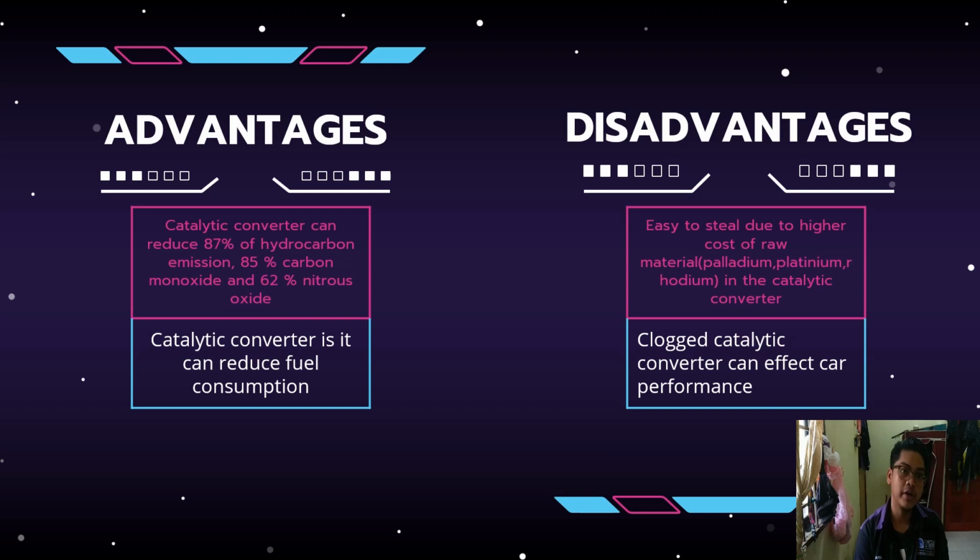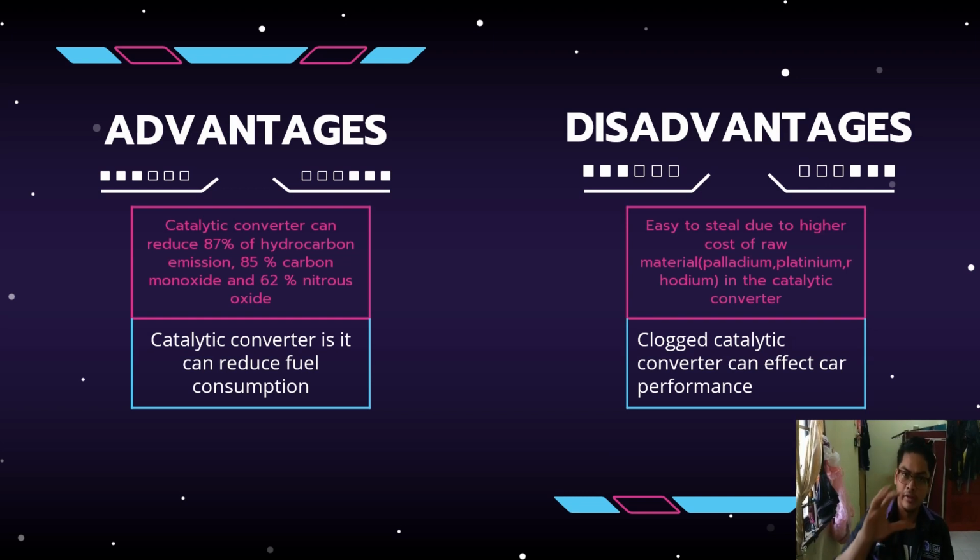Okay, we go to the advantage of the catalytic converter. Okay, the catalytic converter can reduce emissions by reducing 87% of the hydrocarbon, 85% of the carbon monoxide and 62% of the nitrous oxide. Okay, the second advantage of the catalytic converter is it can reduce the fuel consumption of the vehicle. Okay, next we go to the disadvantage of the catalytic converter.